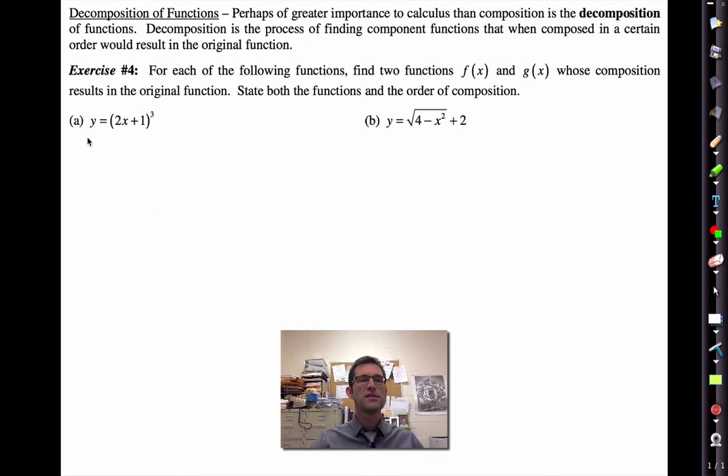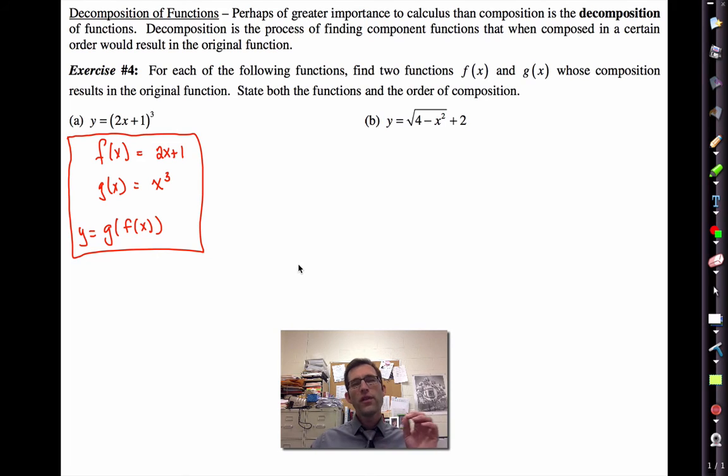That almost should make it easy, right? I can allow one of my functions, f of x, to be 2x plus 1. I can let the other function, g of x, be x cubed. And then what I've got is literally g of f of x, right? So that's my decomposition.